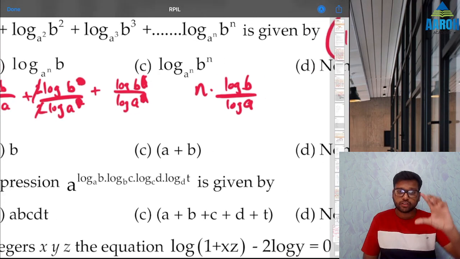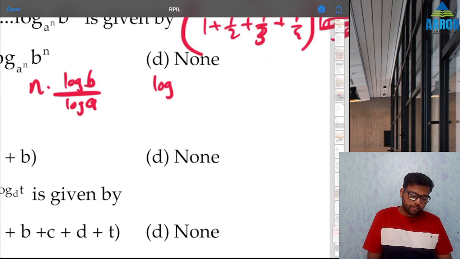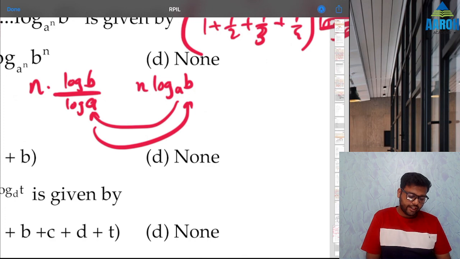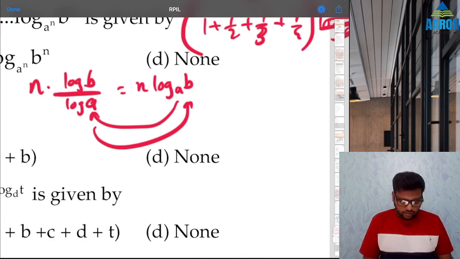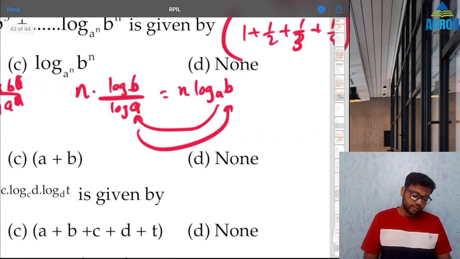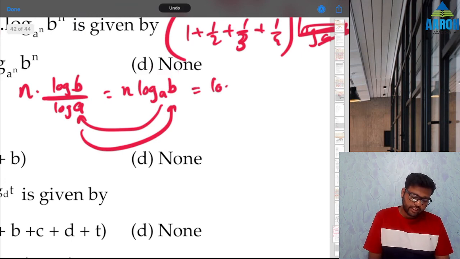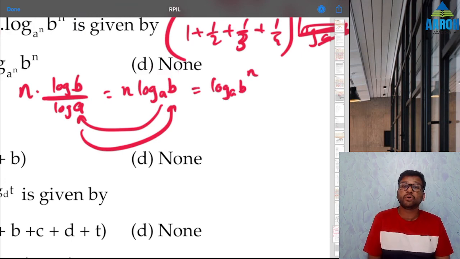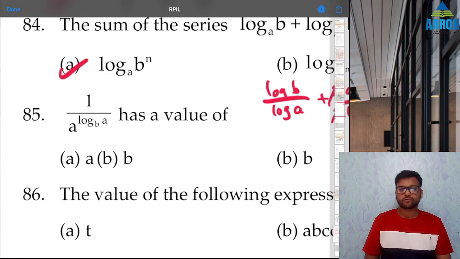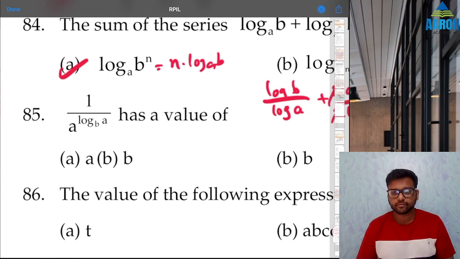That is not in the options because now we have to reverse the change of base process. We know that log of b to the base a becomes this. So this can be written as n times log of b to the base a. That is option, oh good, they have taken this n also here because we have one more property of log. We can take that n in the power, so I can write that as log b raised to n to the base a, right? So that is option A. Log b raised to n to the base a is nothing but n times log b to the base a.